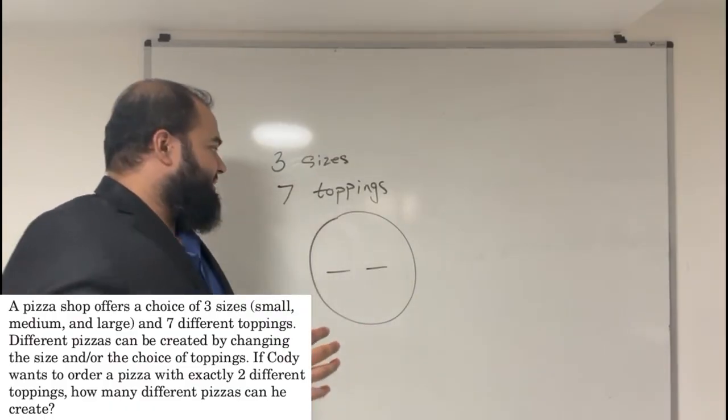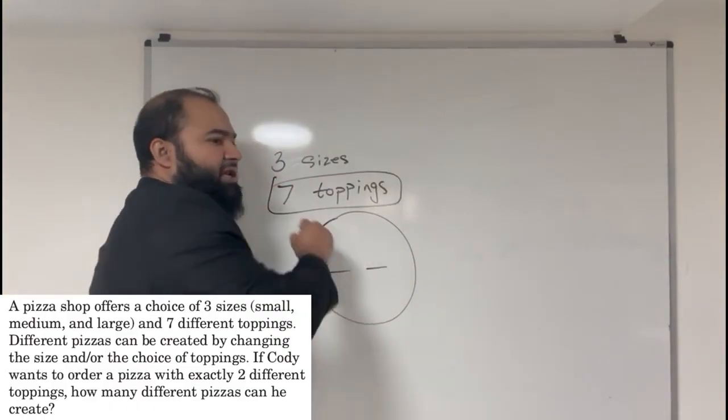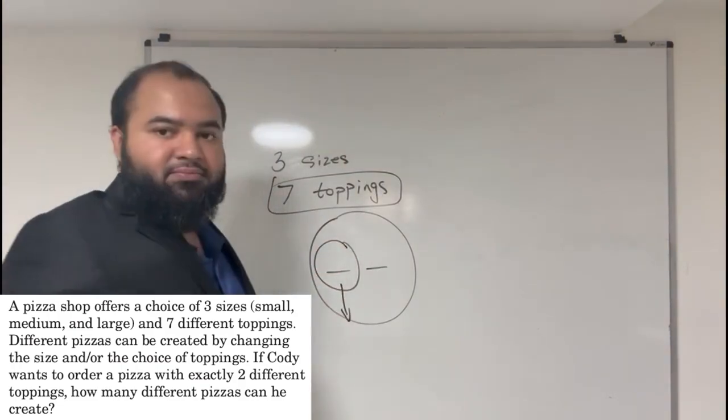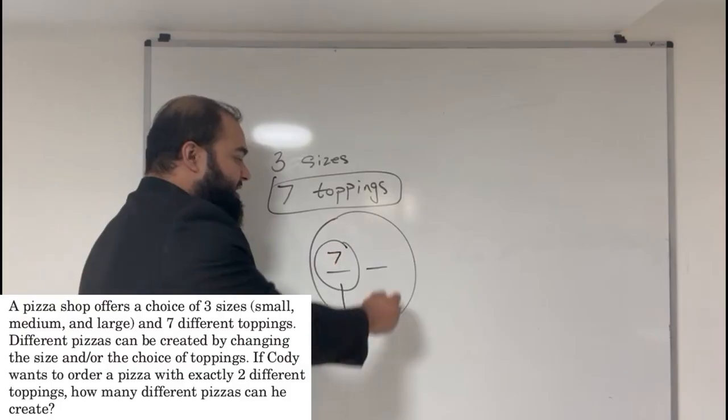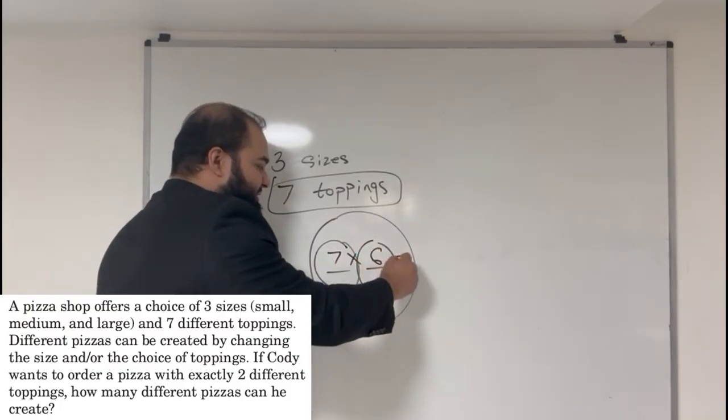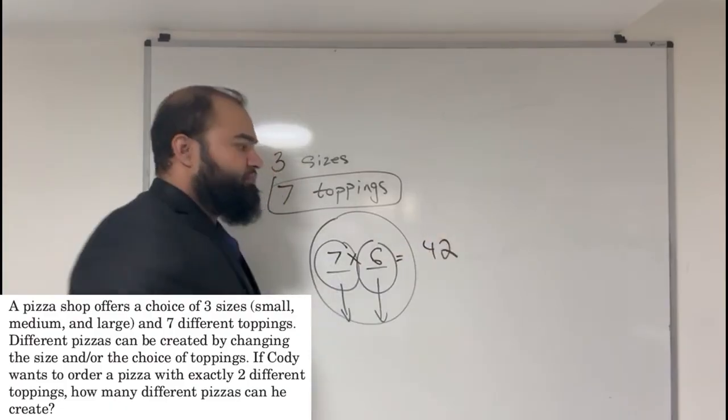So it's similar to the one we did. I have 7 toppings to select from. How many options do I have for the first topping? So I have 7 options. And the second one, one less. So 6 options. If you multiply, that's 42.